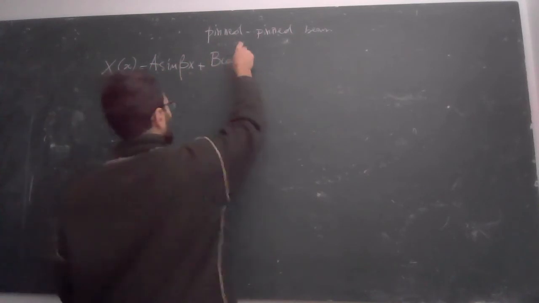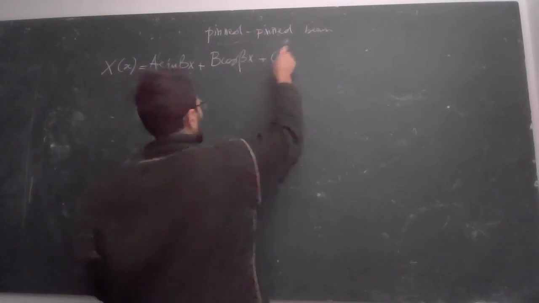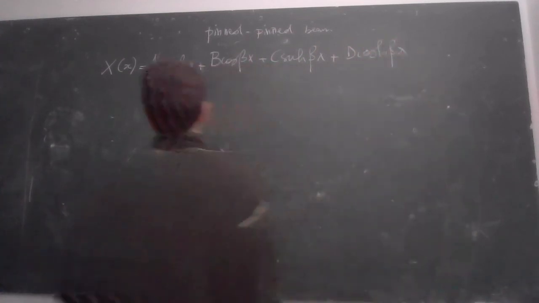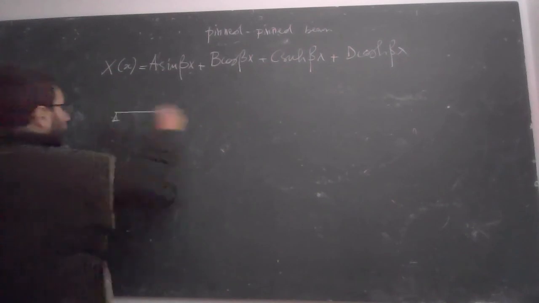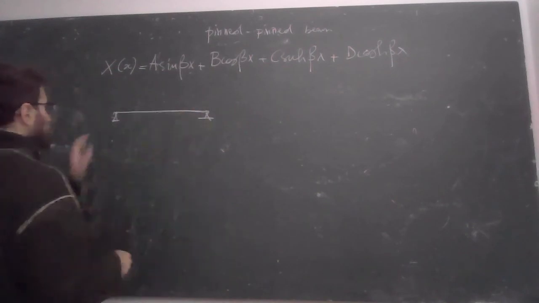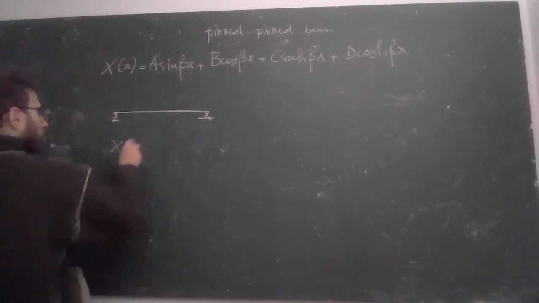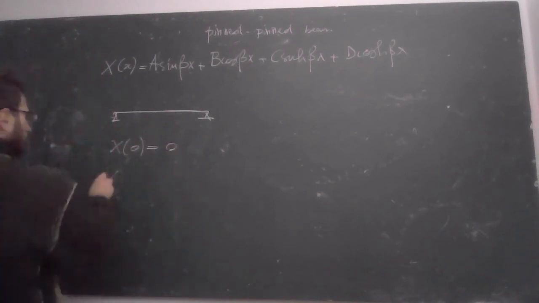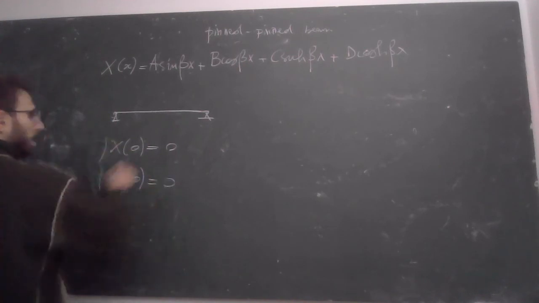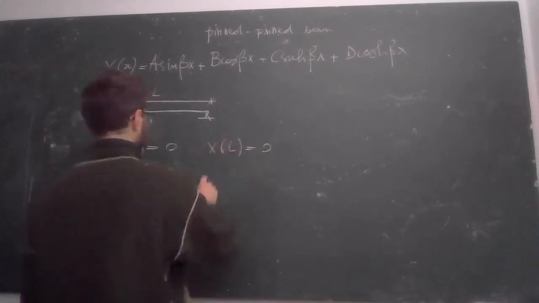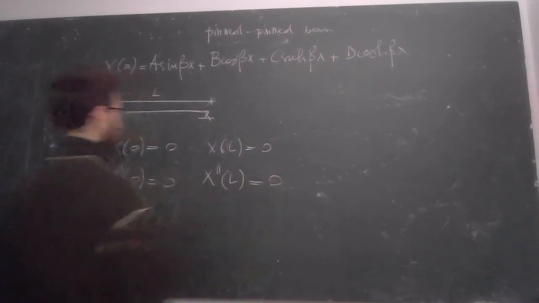So we are solving X of x, writing a sine of beta x plus b cosine of beta x plus c hyperbolic sine of beta x plus d hyperbolic cosine of beta x. And let's consider a pinned beam. So which are the boundary conditions? The displacement is 0, so X of 0 is 0, and the moment is 0, so the second derivative is 0. The same stands here, so if L is the length of the beam, we have X of L equal to 0, and the double derivative of X in L is equal to 0.